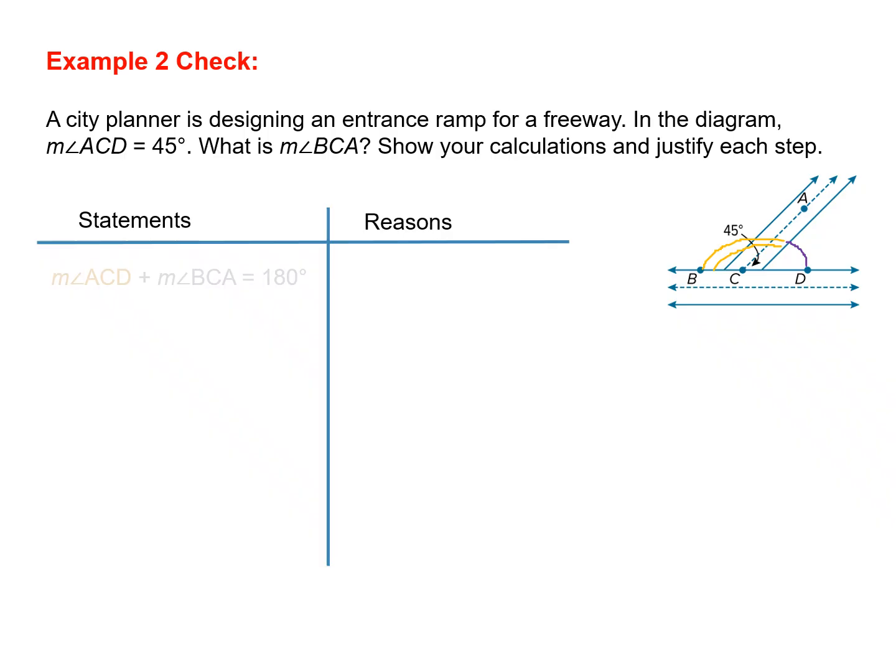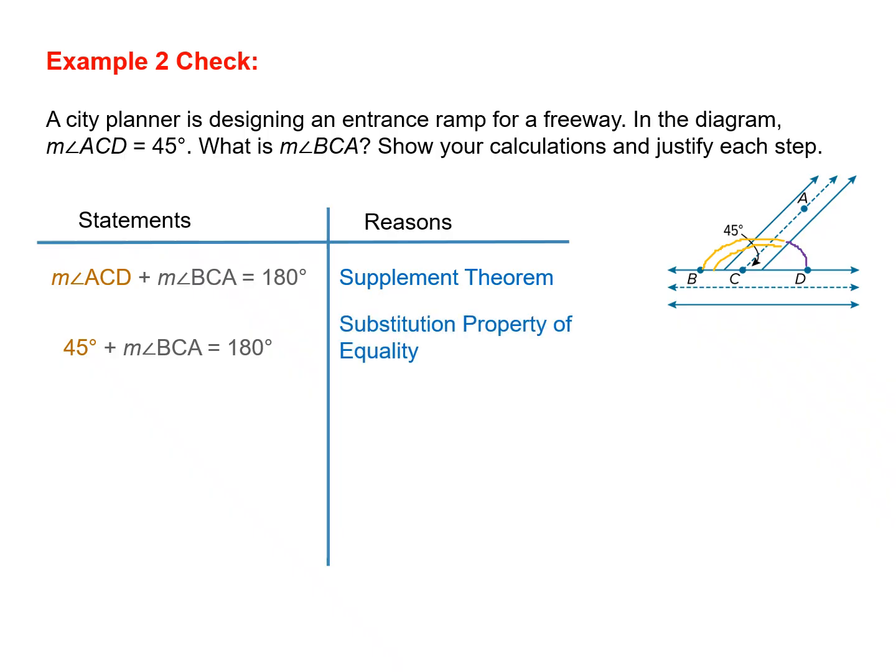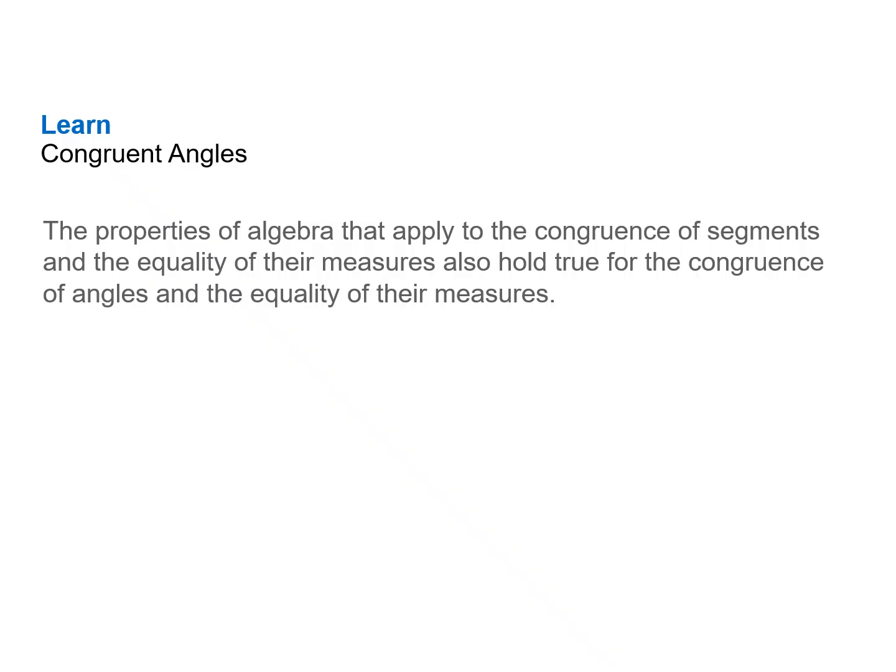So let's take a look. What do we know? The measure of angle ACD plus the measure of angle BCA equals 180 degrees. That is the supplements theorem. Now, we're substituting the value of 45 degrees in for the measure of angle ACD using the substitution property of equality. And then we're going to subtract 45 from each side using the subtraction property of equality. So the measure of angle BCA equals 135 degrees.